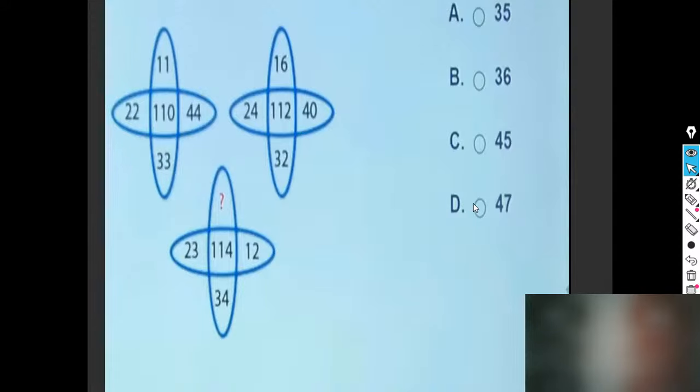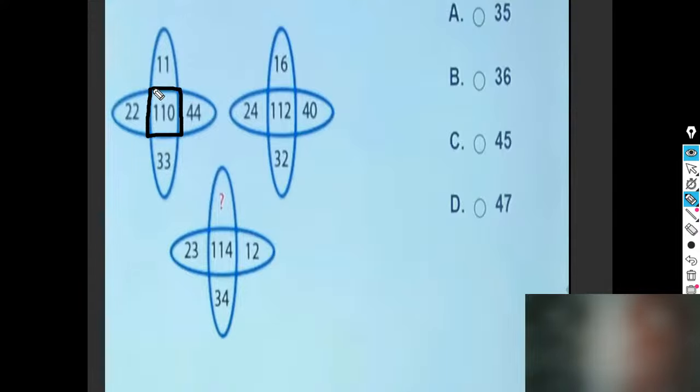We have 11, 44, 22, and 33. And next is 16, 40, 32, and 24. 23, 34, 12, question mark. We have 110 in between these numbers.